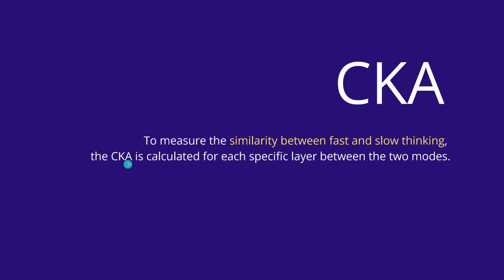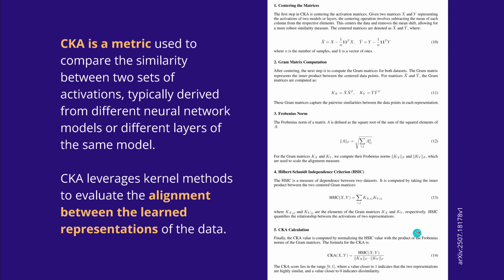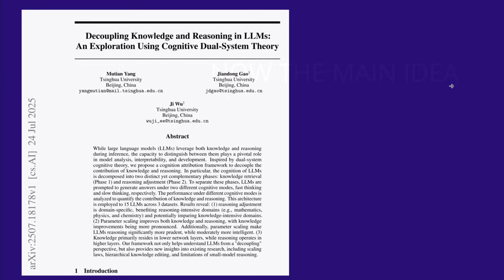And so this CKA is calculated here for each specific layer in our transformer between the two modes of fast thinking and slow thinking. How do you do this? It's a simple metric. Here's the calculation for you. Great. But what is here the main idea? And maybe it's a good idea to introduce you here to the main paper.